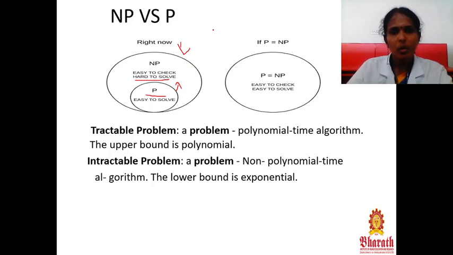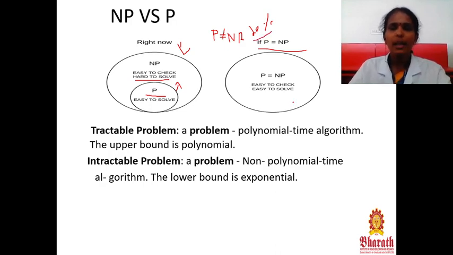Now, there is research on proving whether P and NP are equal. Only 20% of researchers have proved that P and NP are equal. The remaining 80% say P and NP are not equal. When the problem is small, I can say P and NP are equal, easy to check and easy to solve. When it is enlarged, it is not equal.